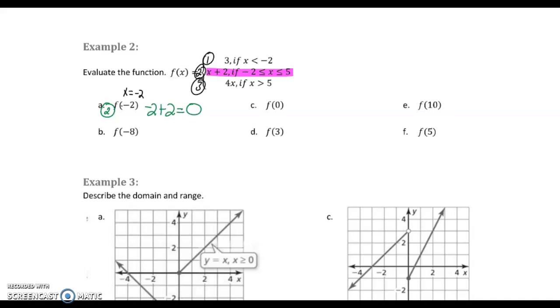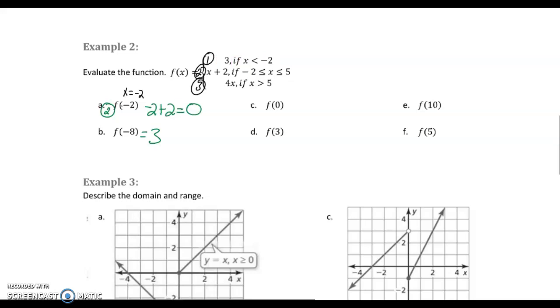Let's try f of negative 8. All right, where would negative 8 fit in which function? Look at the domains. The domains are these amounts right here. Which one would negative 8 be true for? It would be function 1 because x is less than negative 2. Is negative 8 less than negative 2? Yes. And if you look at this function, it only says 3. So when you get function 1, the answer is just 3. There's nothing to plug into. It's a constant function. We just say, yep, 3 is our answer.